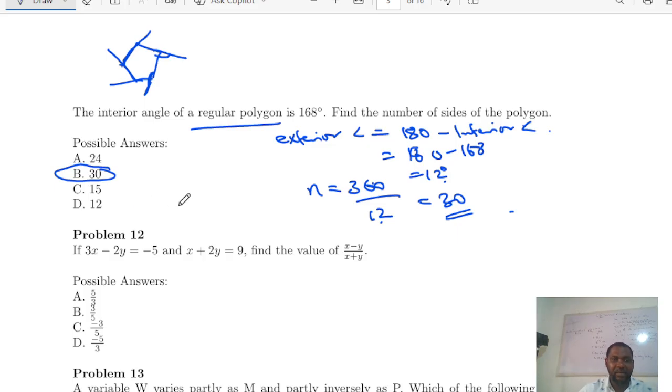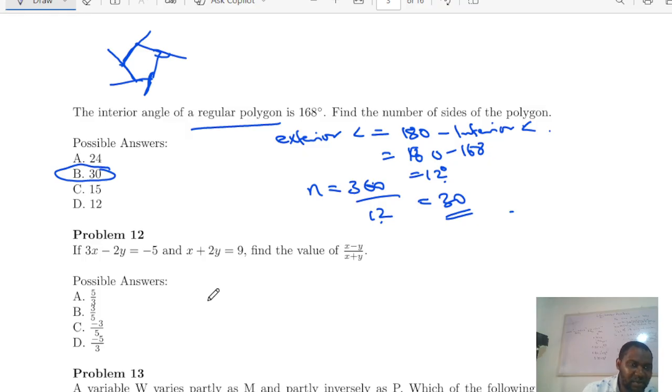Okay? Now, the next one says here, if 3x minus 2y equals minus 5, and x plus 2y equals 9, find the value of x minus y and x plus y.